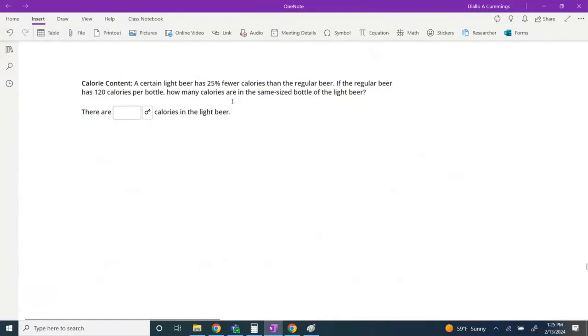So since this is a percent decrease, instead of adding 25% to 100%, I'm going to subtract. So I have 100% minus 25%. That's going to give me 75%. If I convert 75% to a decimal, I would drop the percent symbol and move that decimal 2 places to the left. So that's going to give me 0.75.